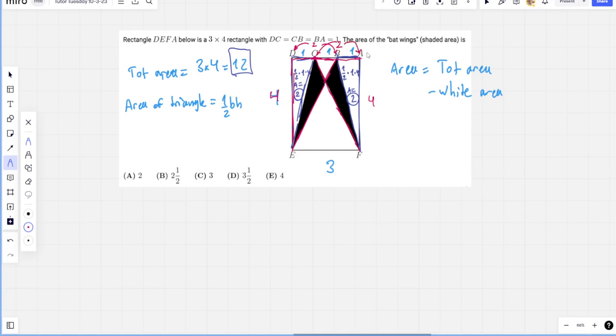What might be easier for us is to subtract off some of those larger triangles. So, for example, the area of the bat wings is going to be this whole larger rectangle minus this space right here, minus this, minus this, minus this. Area of the bat wings.